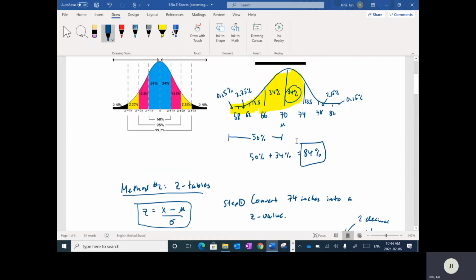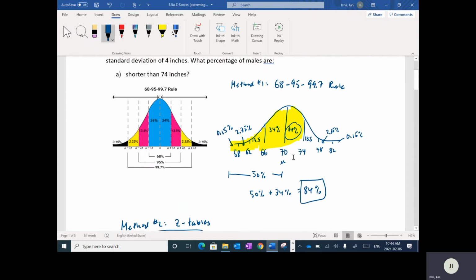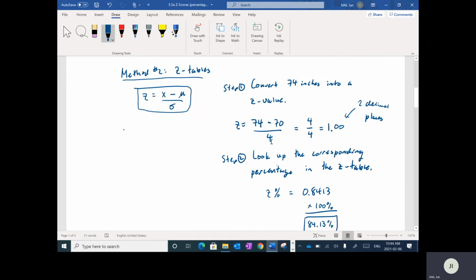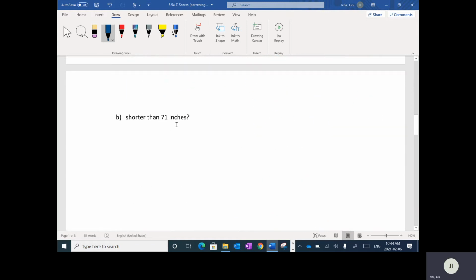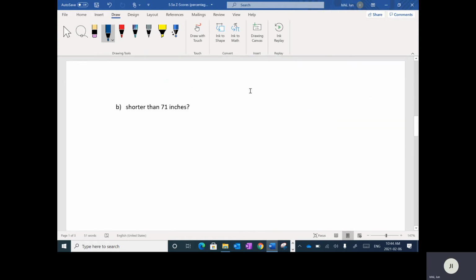When I scroll up here, if I wanted to know less than or shorter than 71 inches, notice that when I chopped this up into standard deviations, we actually didn't get 71. So we can't use the 68, 95, 99.7 rule to answer this question, because 71 is not on what I call a standard deviation marker. The only way to answer this is to actually use your Z tables.